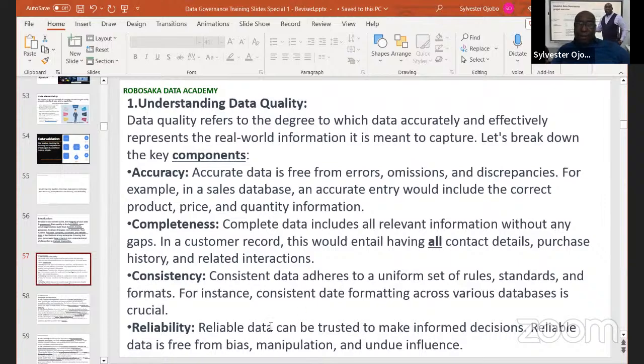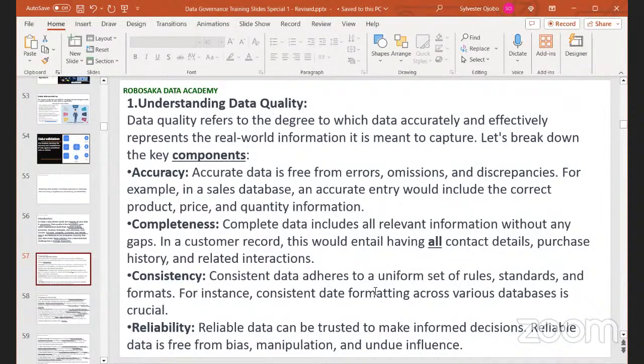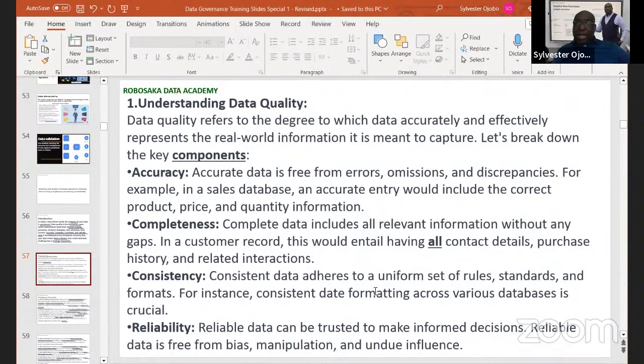Just look at it. For instance, consistent date formatting across various databases is crucial. We're talking about consistent dates now. For example, some dates of birth will be put in this format: DD/MM/YYYY. Others start with the year, or MMM/DD, or some just use dots.